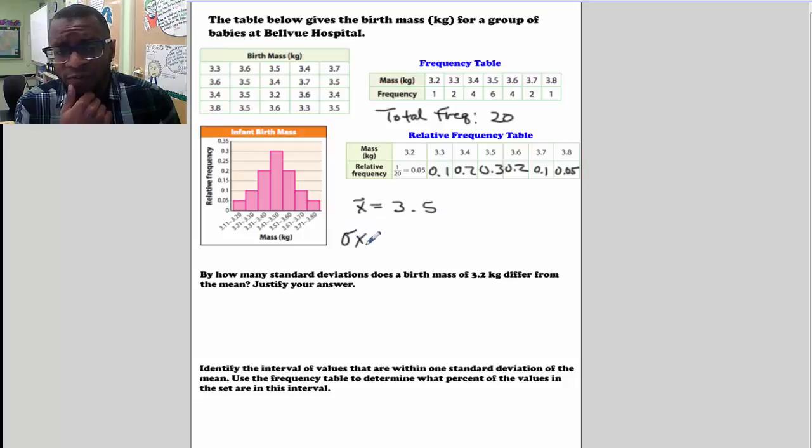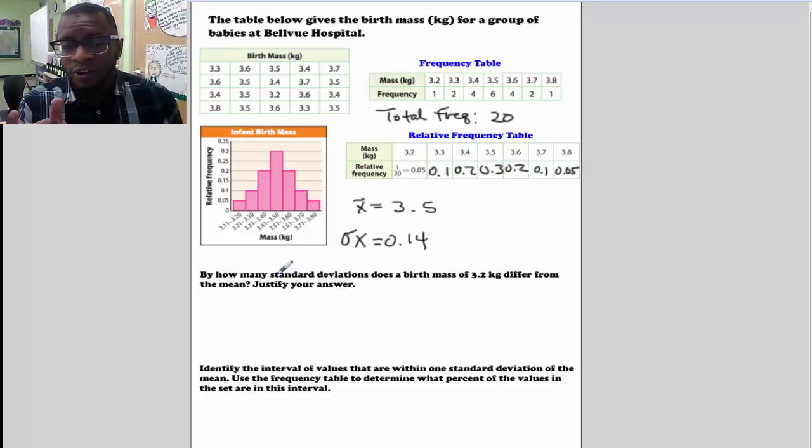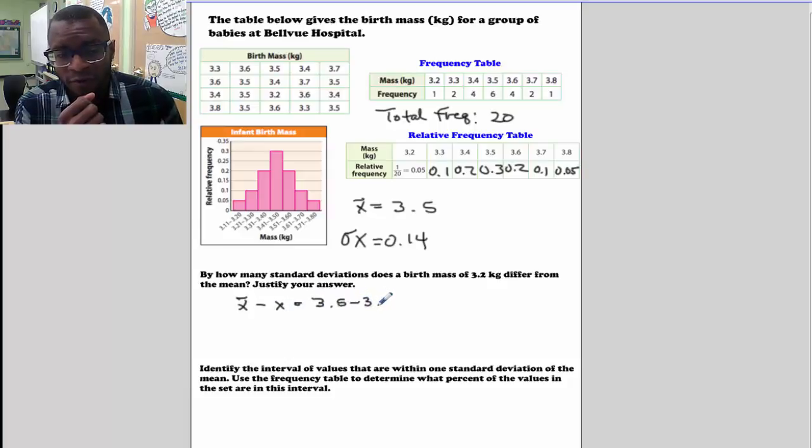And the standard deviation for this data set is 0.14. Okay, so if we want to find out how many standard deviations a birth mass of 3.2 differs from the mean, or how much that distance is, we want to find the distance between the mean and the actual birth mass. That's going to be 3.5 minus 3.2, which gives us a distance of 0.3, or a difference of 0.3 kilograms.